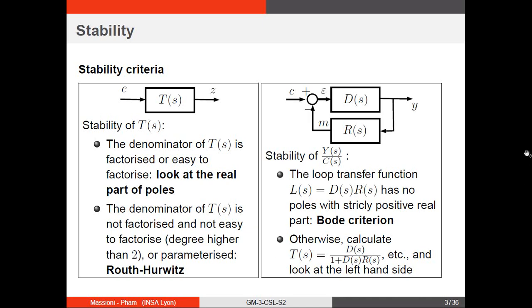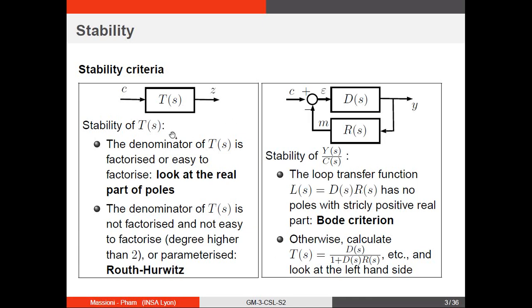You might be confronted with two different kinds of cases when trying to assess the stability of a linear system. You might have a system like this one on the left hand side with one specified input, one specified output, and a given transfer function for which you have the expression, or for which you can easily compute the formula, which we call T of s. And then you might be asked whether this transfer function from c to z, as written here, is stable. So in this case you have basically two options.